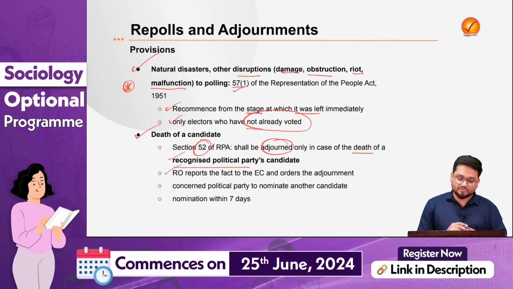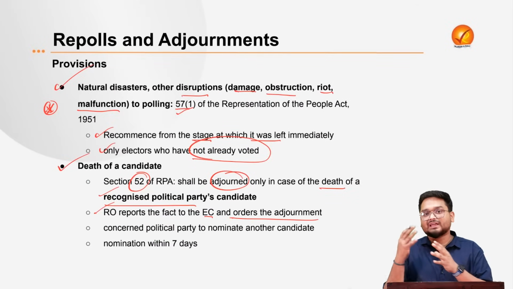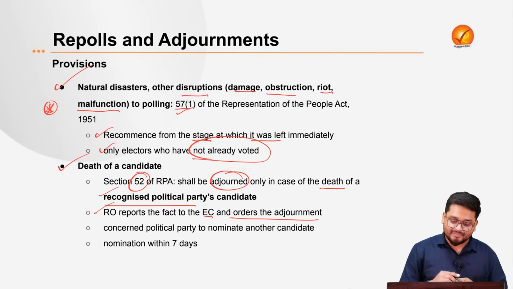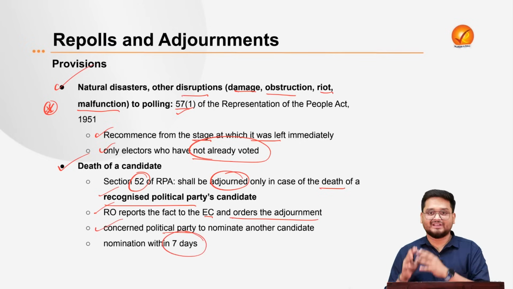Then the returning officer should report the fact to the Election Commission of India, and here the Election Commission of India can adjourn the election. Then the concerned political party should nominate another candidate, and the nomination must be made within 7 days.